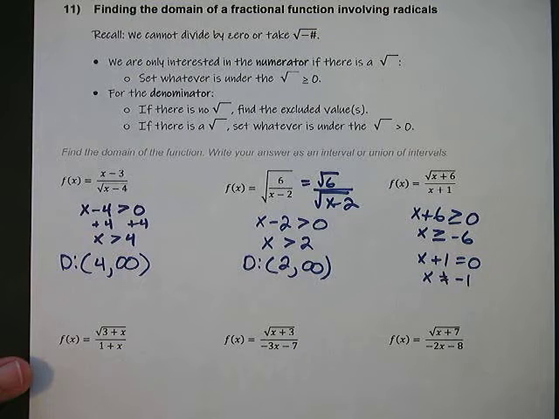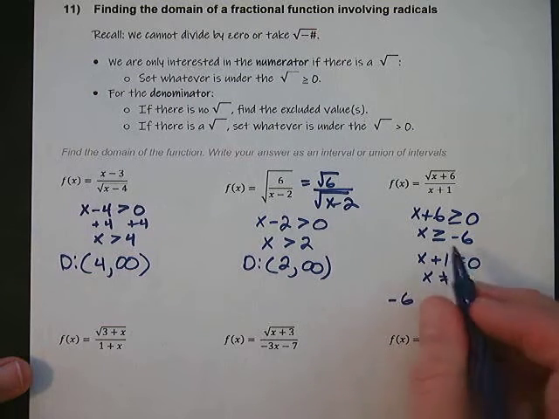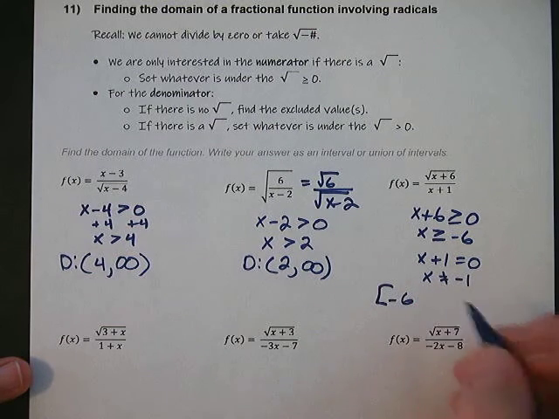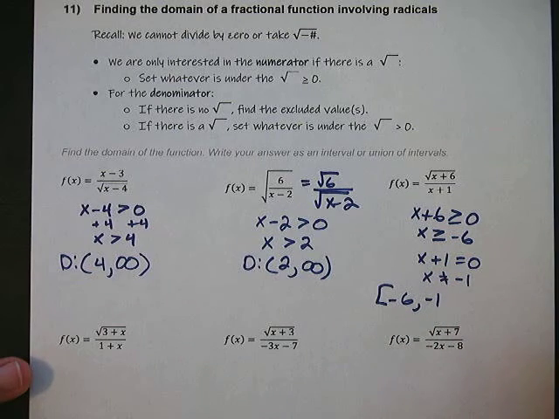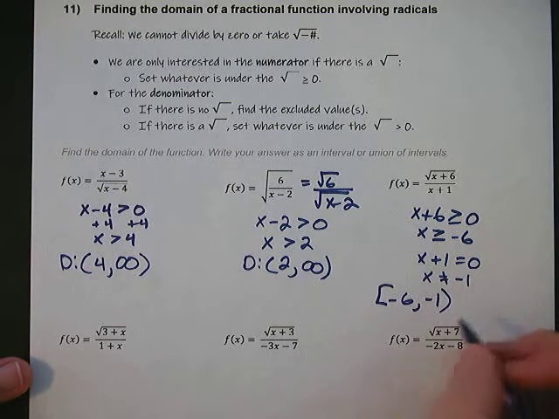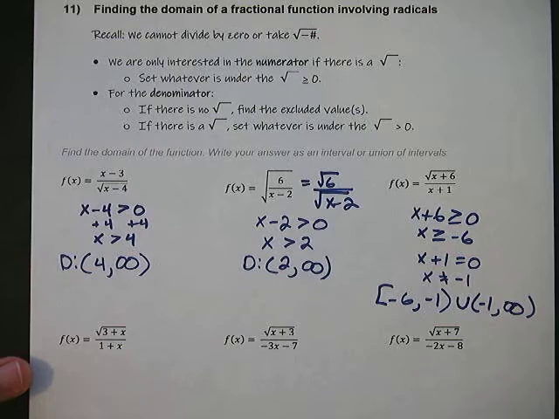So we're going to have to write this as two different intervals. We'll go from negative 6 included, because there's an equal sign, to negative 1 not included, because we can't be equal to negative 1. You can either put a comma here or a union. I'll put a union. Start again at negative 1 with a parenthesis because we're not including it, and then go out to infinity with a parenthesis. That's your domain on that one.